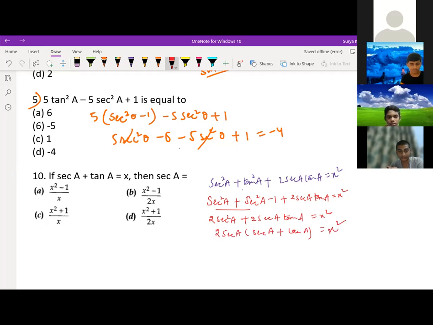So 2 sec A you bring this side now. Now sec A you can write easily, right? Sec A is equals to x square. Minus 1 we have not sent. No, here minus 1 will come. Sorry, plus 1 will come, right? X square plus 1 divided by 2x. So this is the answer.